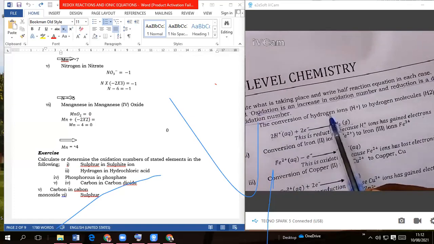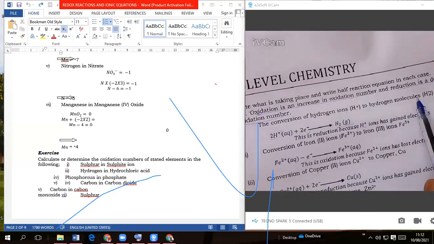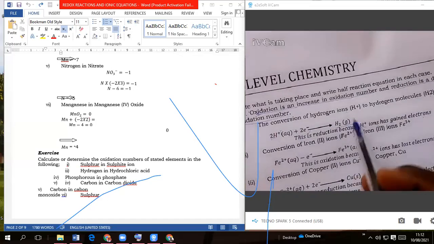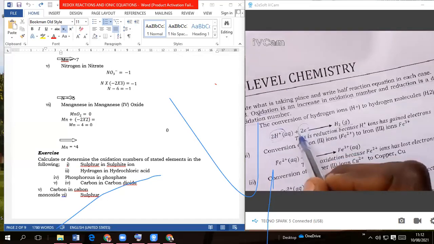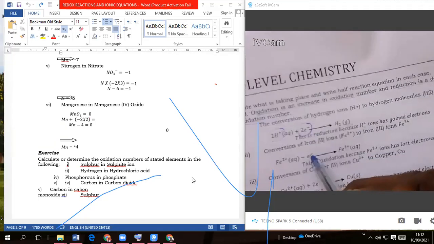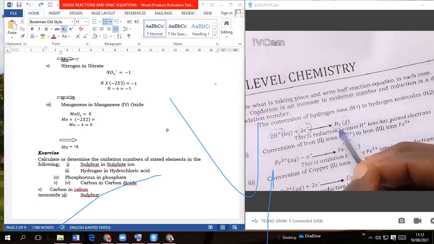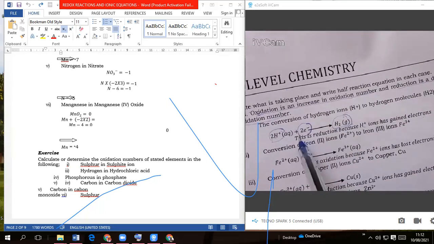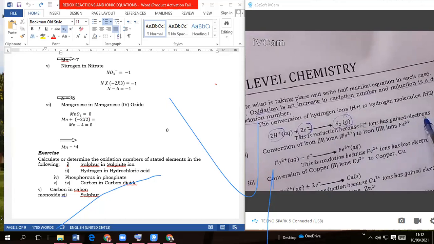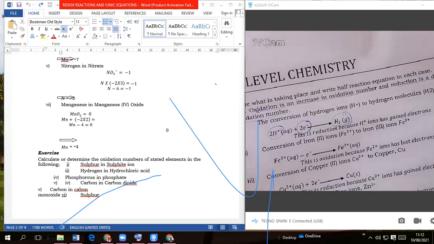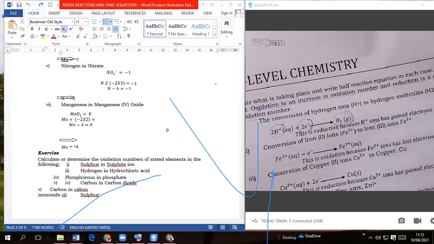So here we are going to do this. The conversion of hydrogen ions to hydrogen gas, hydrogen molecule actually. So here we shall have hydrogen ions gaining the 2 electrons to become the hydrogen gas. So this is a reduction because hydrogen ions have gained electrons. We are going to look at how it comes down here.